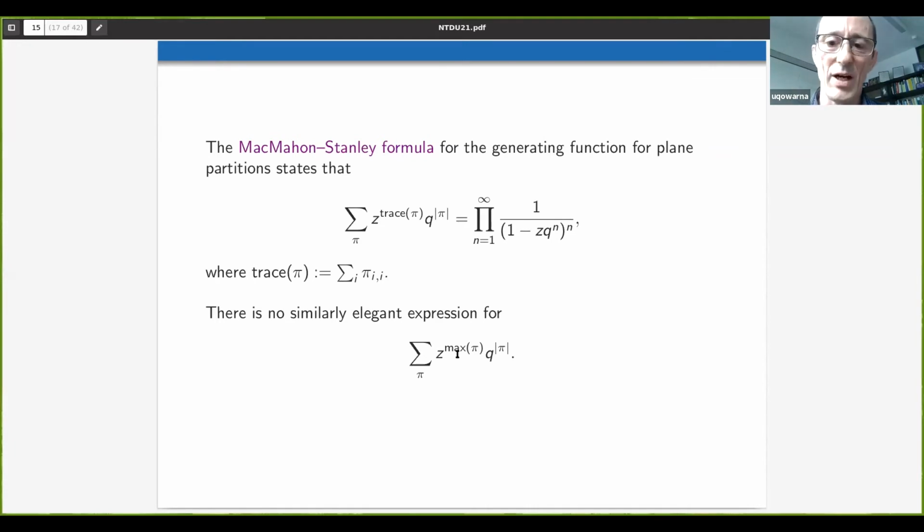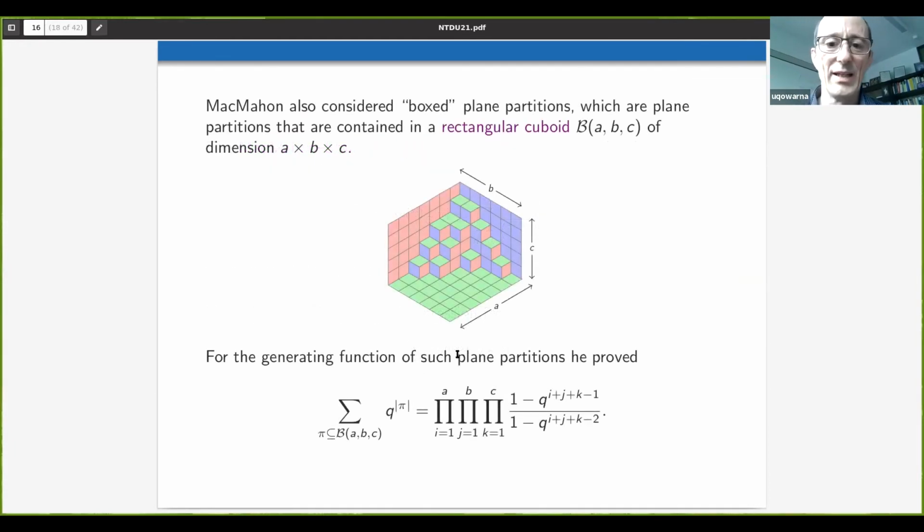And so keep that in mind, and I'll talk about that later in my talk. Like in the case of partitions, where I said we can put partitions in a box, and then you obtain the Gaussian polynomial or q-binomial coefficient. You can do the same thing here. You can put plane partitions in a box.